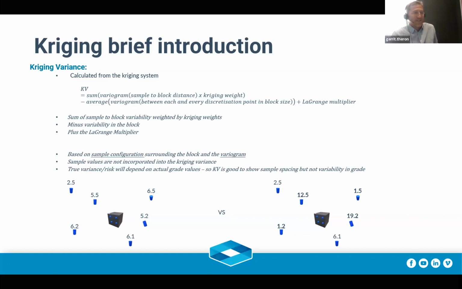Therefore, the risk in the grade on the right is much bigger than the risk for the block on the left. So we shouldn't confuse Kriging variance with telling us that it's necessarily the risk in the estimate of a block. It's rather more a function of the sample spacing and obviously also the block size. Okay, so just to keep that in mind. Kriging variance is good to show sample spacing, but not really the variability in the grade. We'll typically see that more in our variogram model.